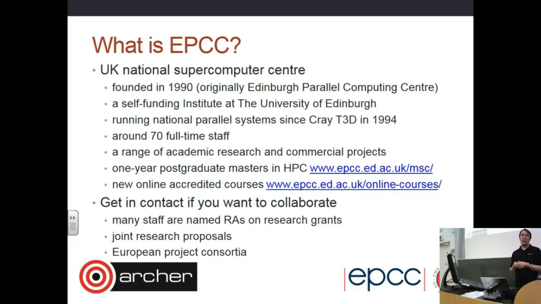The very first national parallel supercomputer, coincidentally, was also a Cray, installed in 1994. And we do a large range of projects. Just to note here, people in the audience won't be particularly interested, but we run a postgraduate master's course in HPC. There's the URL there. And we also run some accredited online courses as part of the university's Data Science Technology Innovation Program, so they're fee-paying.